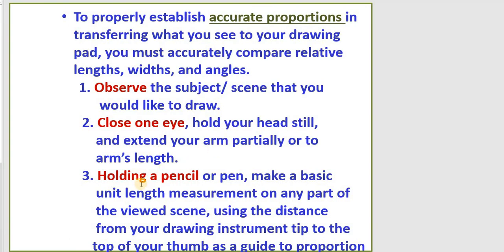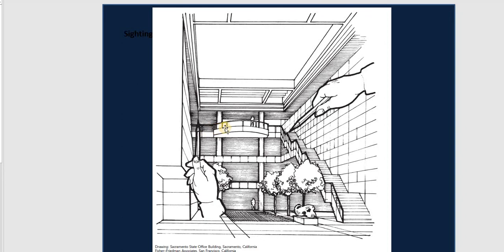one eye. And after that, you hold the pencil or the pen, make the basic unit length measurement on any part from the view of the scene. Because the view may be big, you focus on something partially from the view, and you use your pen or your pencil to scale that. Close one eye, scale the smallest from the scene, and after that, use the distance from the drawing instrument to the top of the thumb to guide the proportion. After that, you remember the proportion. You got that, and you transfer it to the paper.